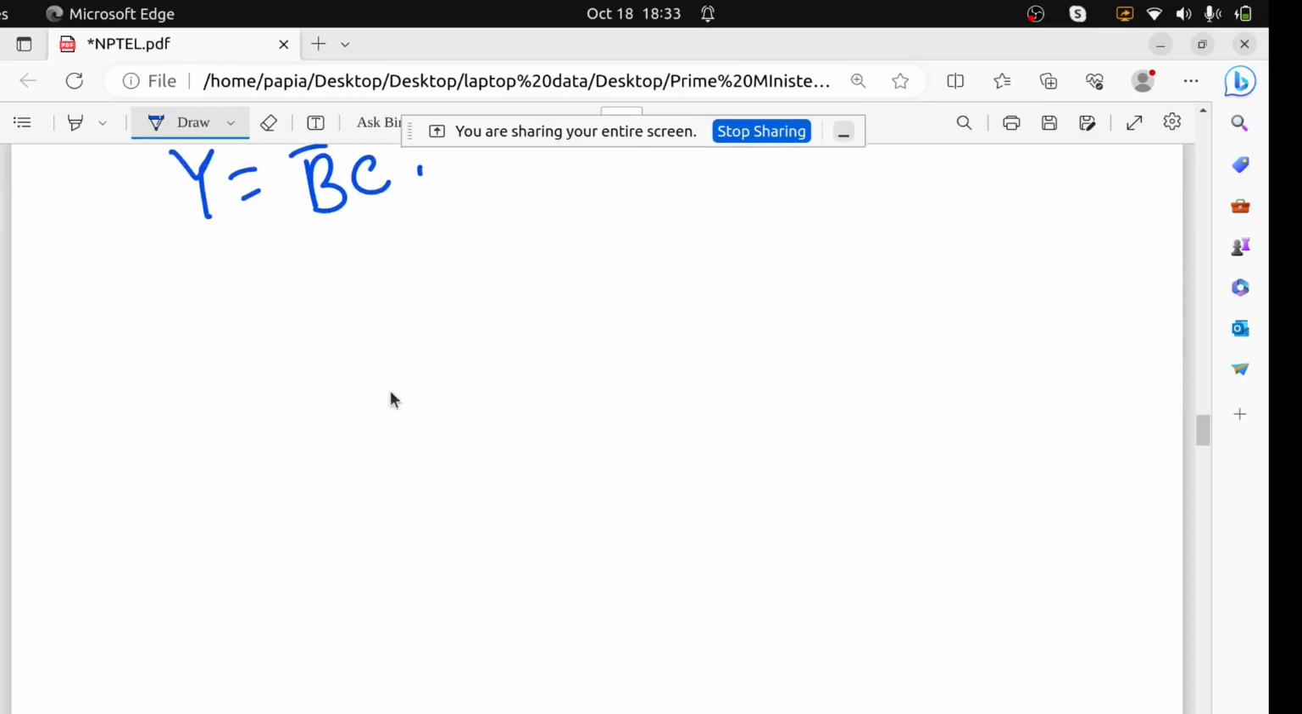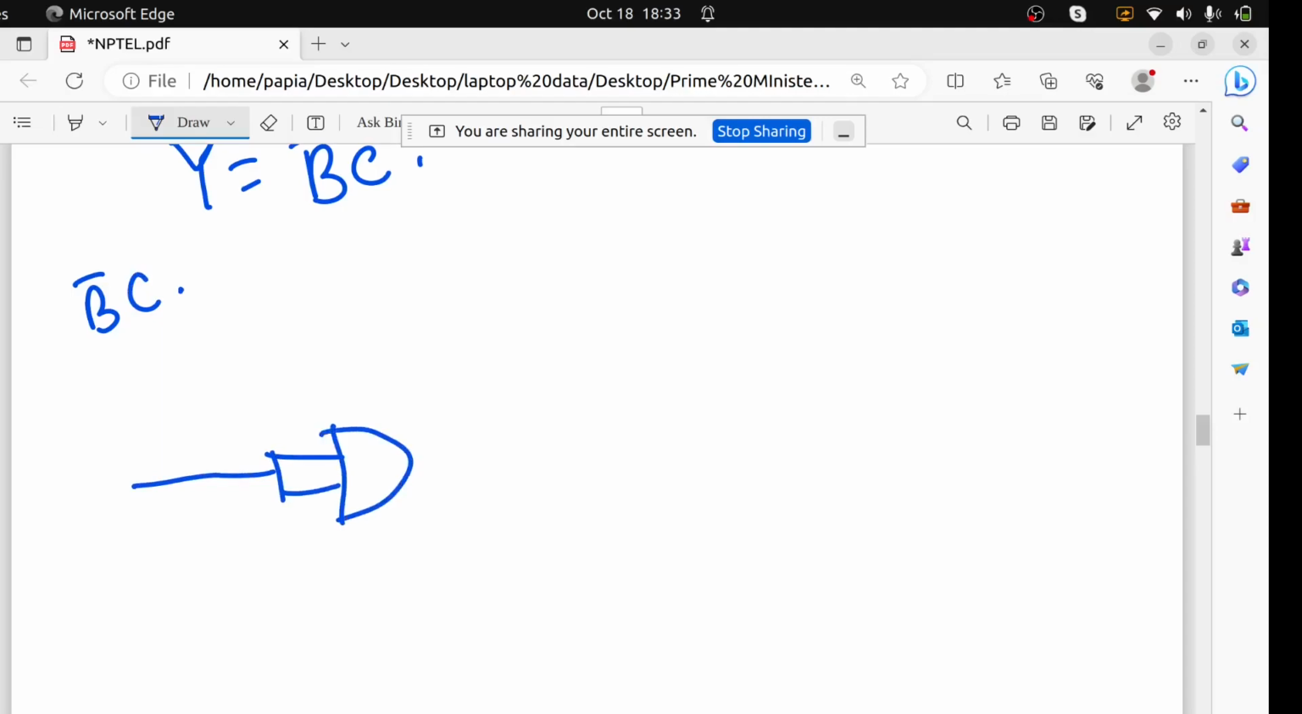Let me write here one thing. See, here B bar is there and C is there. So that means one input should be B, and it can go like this into a NAND gate. So if it is B, then what will be the output of that? This will be B bar, because here is B, and it will be B whole bar. So B whole bar means it is B bar.